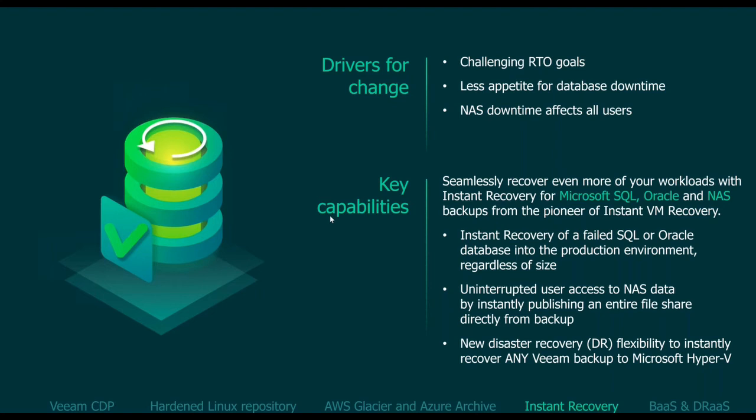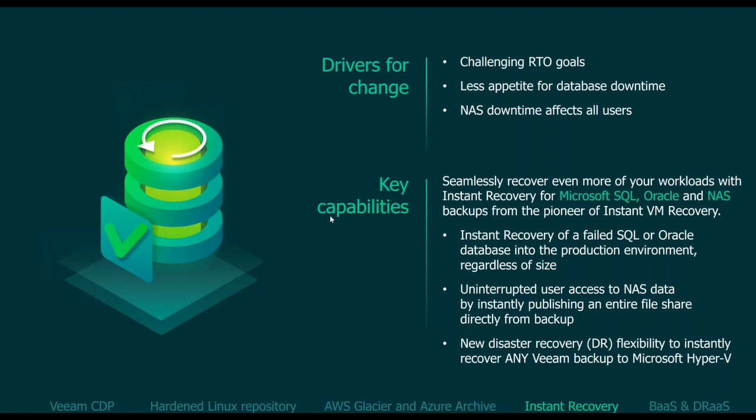Same thing with NAS, right? When your NAS is down and that's your file server for all of your internal systems, that really affects all of your users. Maybe they're not able to do their due diligence and actually do their daily job if the NAS is down. And that's how we can make sure that with instant recovery, for instance, for SQL or Oracle, we can get those databases back into the production environment regardless of size. And again, uninterrupted user access to that NAS, because we're going to use instant VM recovery or instant recovery of that NAS box to basically publish an entire file share directly from the backup. Really making sure that if your back's up against the wall, you need to get your access to NAS and you have users that need it. Boom, that's how we do so.